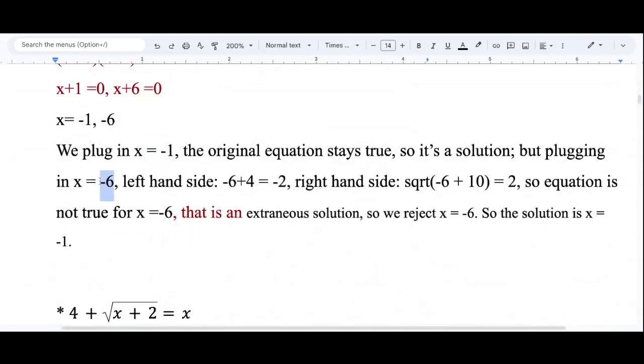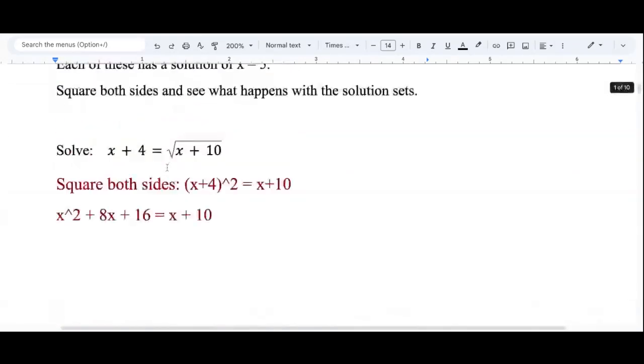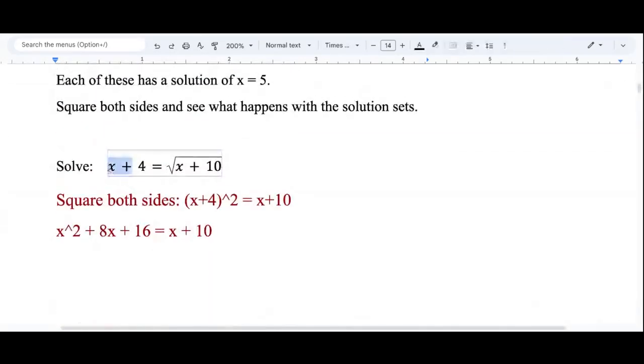But now let's plug in -6. -6 plus 4 is -2. If we take the square root of something, it has to be positive. It cannot be -2. So that's the left-hand side, we got -2. Let's see the right-hand side. Right-hand side, we have -6 plus 10, which is positive 4. Square root of 4 is 2. So that means -2 equals 2. Of course, it's not true, right? So -6 is not a true solution.